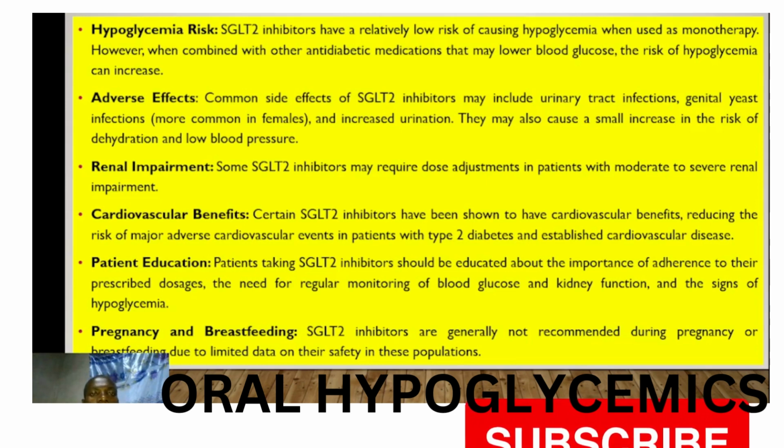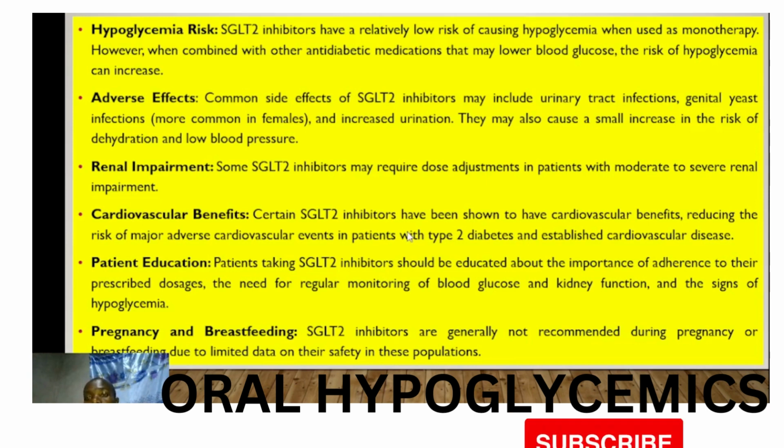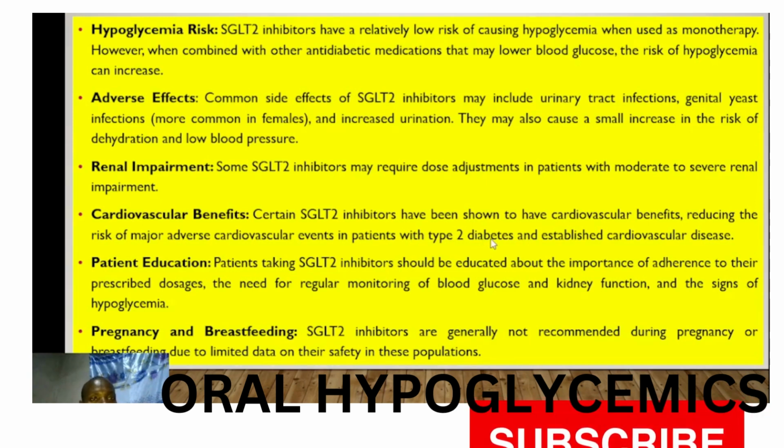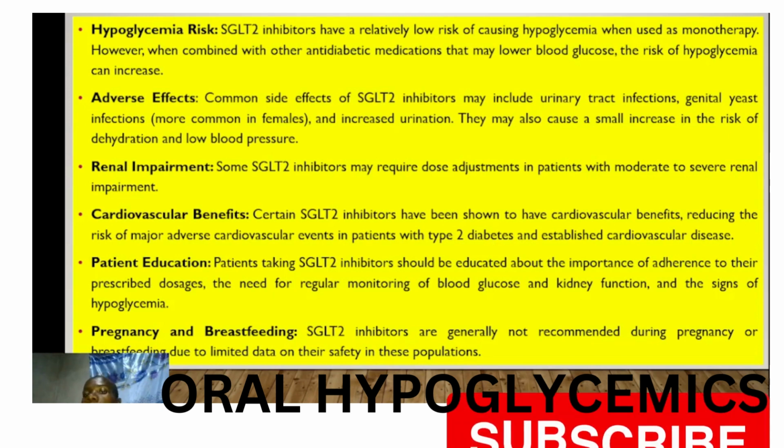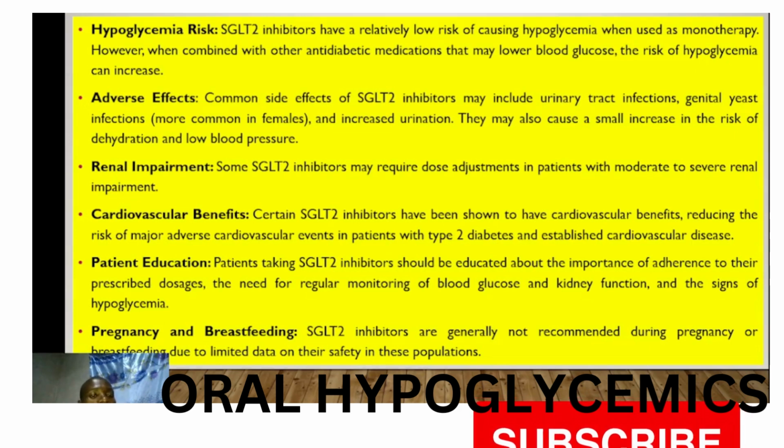There is a relatively low risk of causing hypoglycemia when used as monotherapy. However, when you combine the sodium glucose co-transporter 2 inhibitors with other medications, they may lower blood glucose and the risk of hypoglycemia will increase. Common side effects include urinary tract infections. Remember, we're having more glucose in the urine, so it's attracting more microbes there. Also genital yeast infections, especially common in females, and increased urination. They may also cause a small increase in the risk of dehydration and a drop in blood pressure.